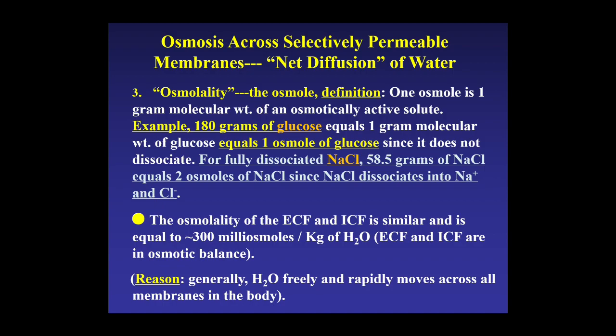Okay, so now remember, our osmolarity is about 300 milliosmoles per liter. That's approximately 1/3 of this, 1/3 of the glucose and 1/6 of the sodium chloride.